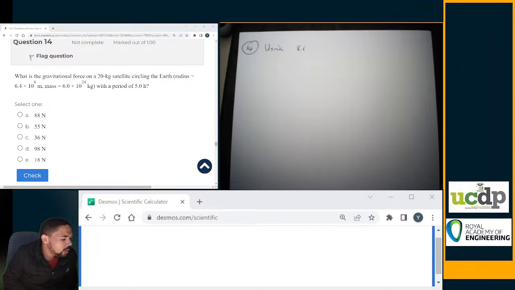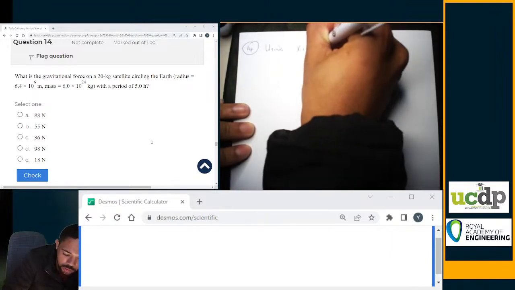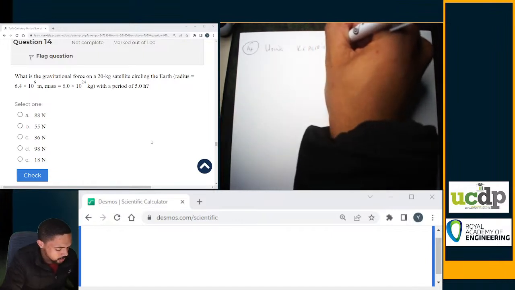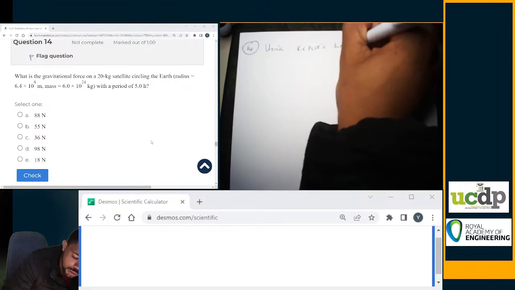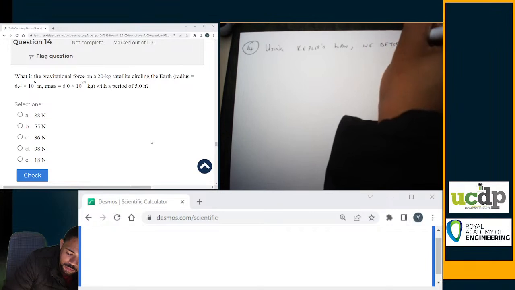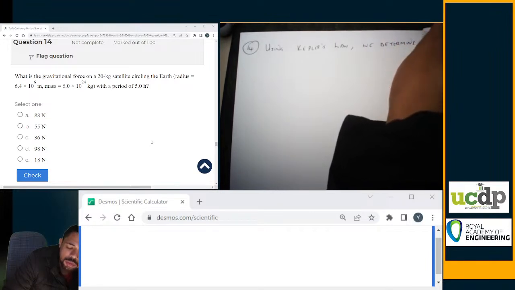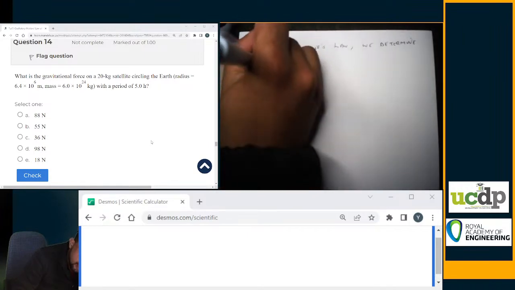Using Kepler's third law, we determine the radius of the orbit.